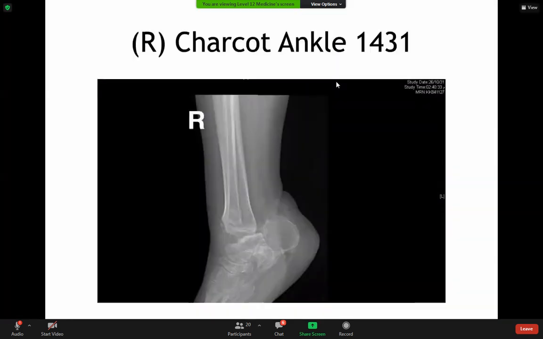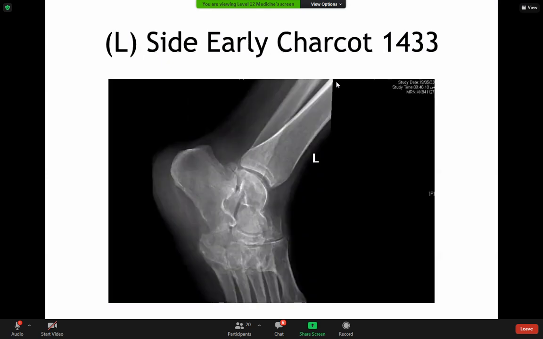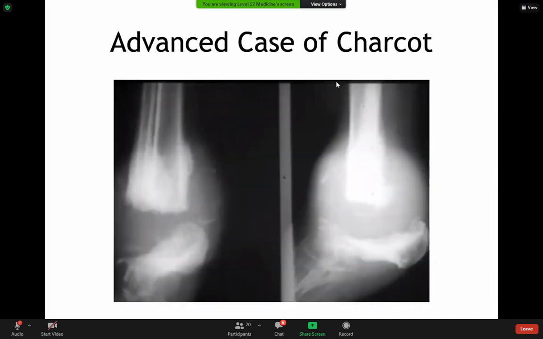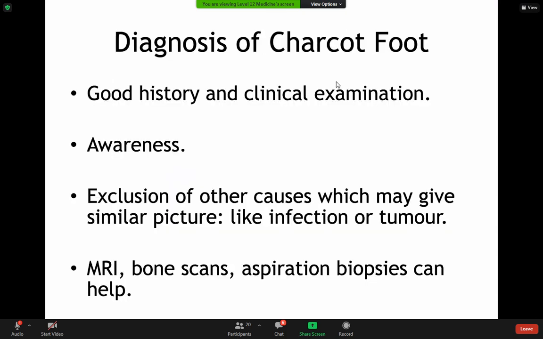So she developed a Charcot ankle, and this is the other side. So this is the right ankle, this is the left foot, and you can see early Charcot on this foot 2 years after that. And this is a very, very advanced case of Charcot, and you can see a severe destruction in the bone, and the ankle is basically completely destructed.